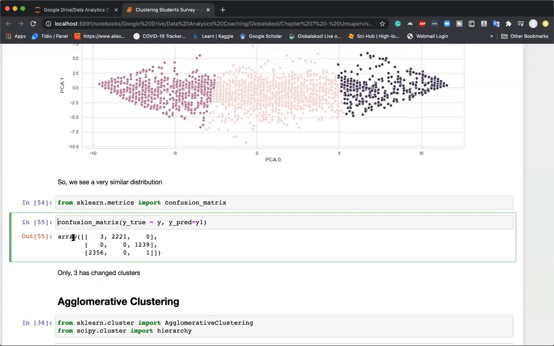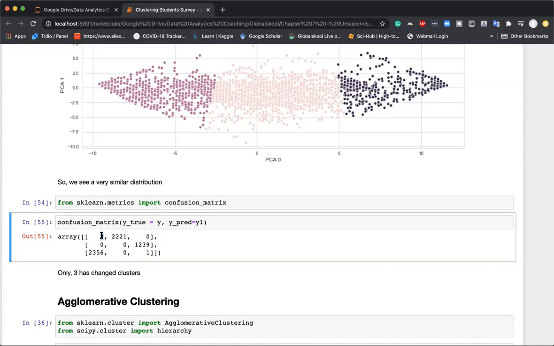For this row, the way we would read it is: these are the data points that PCA tells belong to cluster 0, that is 2224. And out of these 2224, the all-features clustering says that 2221 belong to one cluster and 3 belong to another cluster.